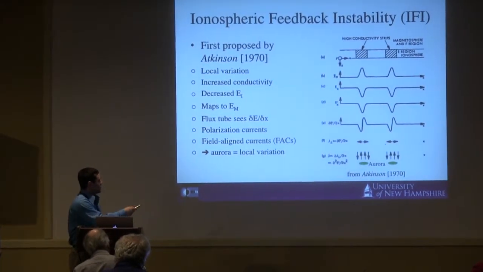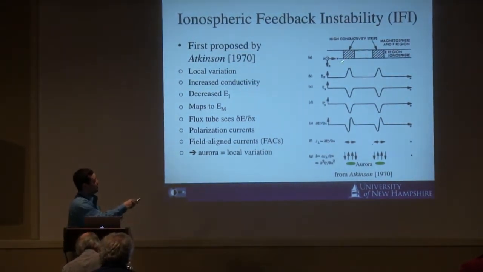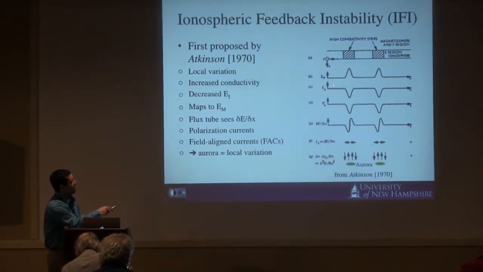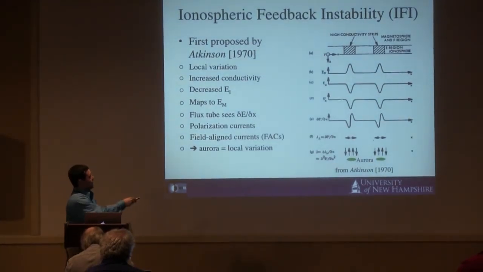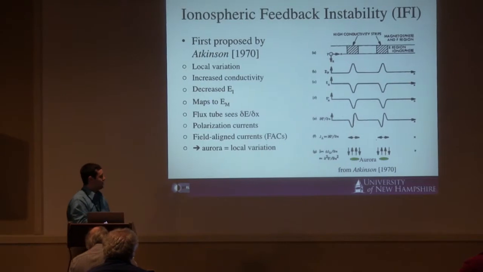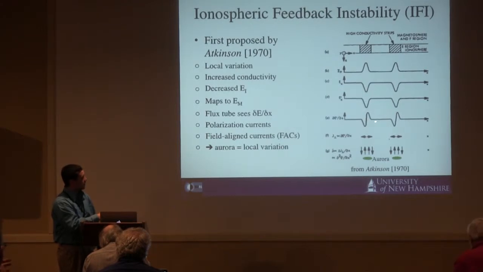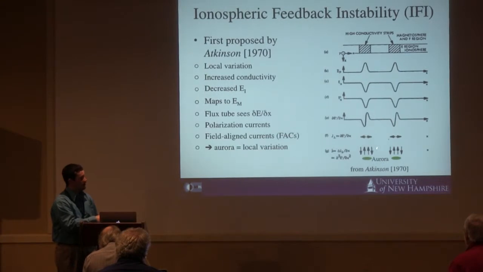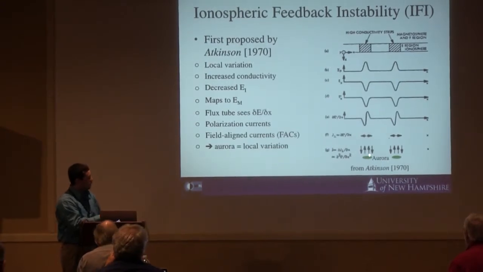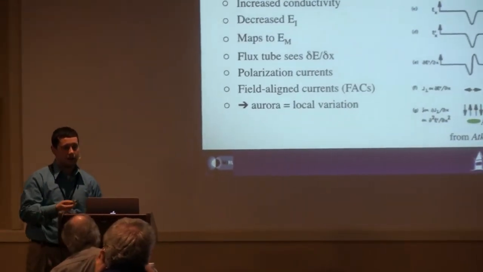The instability starts with an assumption of conductivity enhancements in the ionosphere. That obviously leads to a change in the electric field. That electric field then maps up into the magnetosphere, where you have a magnetospheric change in electric field. A flux tube that was passing by in the magnetosphere would see a changing electric field, which would generate polarization currents. Those polarization currents would then try to close in field-aligned currents, and that downward current region, or the upward current region, would result in aurora that would make that conductivity enhancement that we assumed at the beginning.